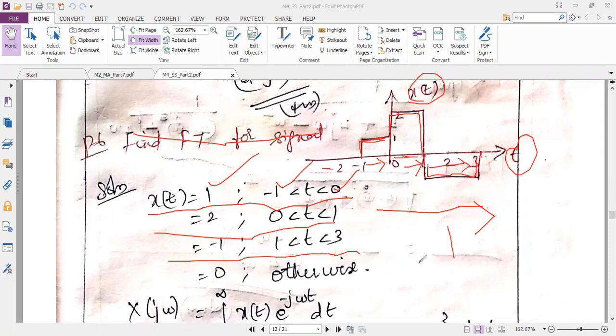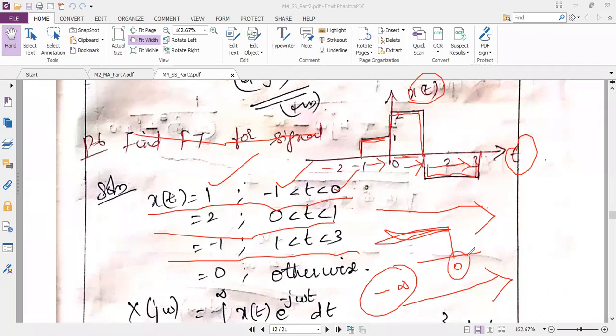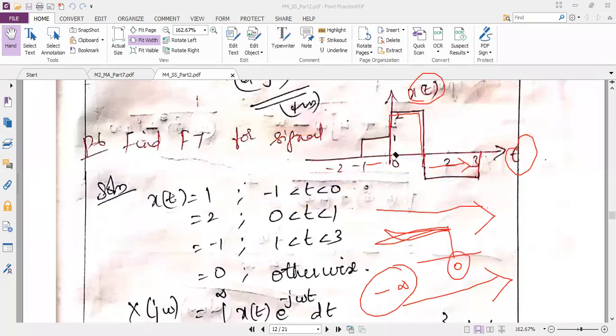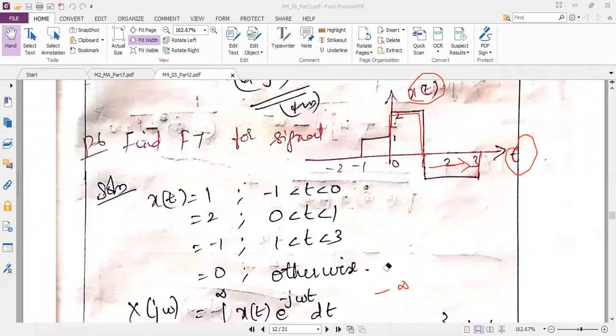Even in the earlier problem, the diagram was like this. You cannot take 0 to -infinity. You have to take in this direction, that means left to right. So the lower limit is -infinity and the upper limit is 0. I hope I am clear on how to choose the upper limit and lower limit. Am I clear? Yes, ma'am. Okay. Now you have an amplitude 2 between 0 and 1 and -1 between 1 and 3.